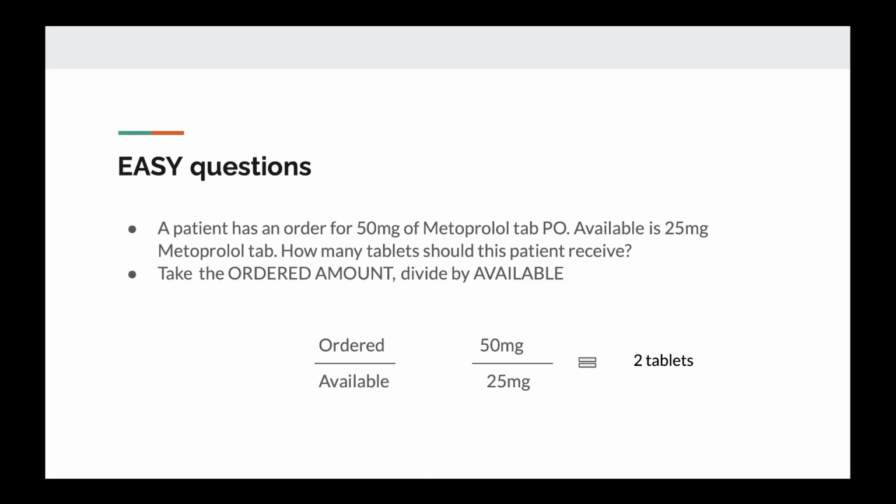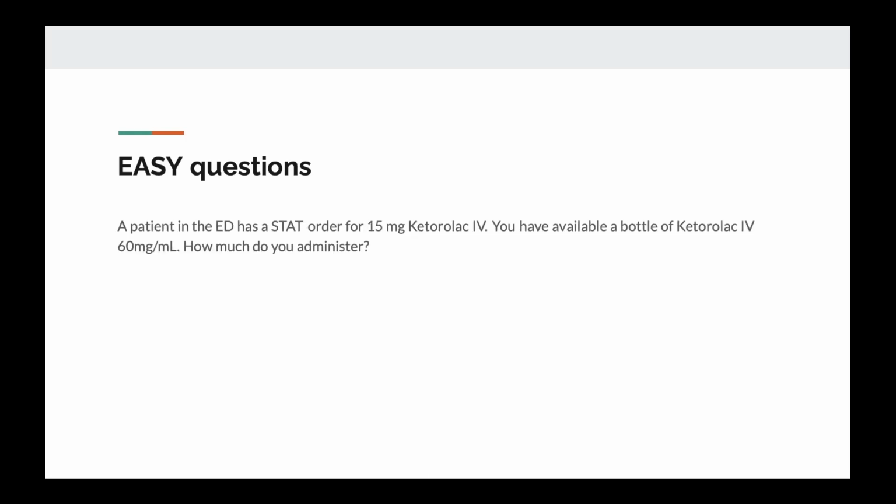Just take what's ordered, divide it by what's available. That's all you have to do. So we're going to take another easy question, but we're going to switch it up a little bit. A patient in the ED has a stat order for 15 milligrams ketorolac, or Toradol is the brand name, IV. You have available a bottle of ketorolac IV 60 milligrams per milliliter. How much do you administer?